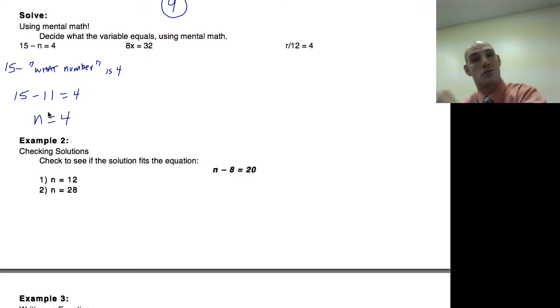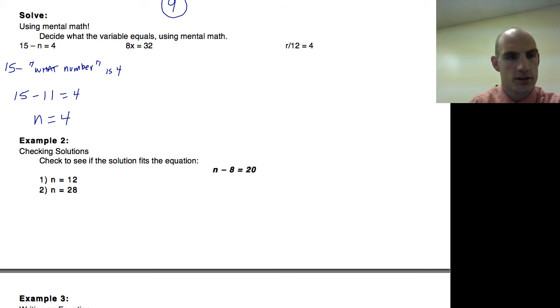We're going the opposite way now. We're figuring out what the variable is going to equal, and then to check, we can plug it back in. So right here we plug the answer in to check.